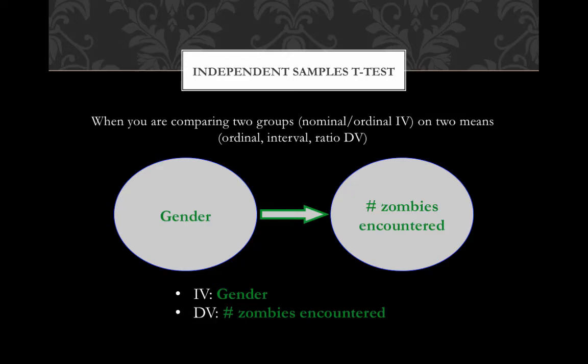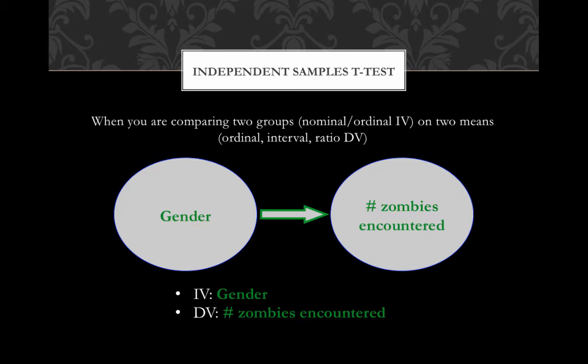Alright, so let's start with our first inferential statistical test, which is the independent samples t-test. We conduct the independent samples t-test when we're comparing two groups, right? Those two groups are going to come from a nominal or an ordinal independent variable, where we're using those groups as categories. We're trying to see if these two groups differ on two means, right? Each of these groups has their own mean.